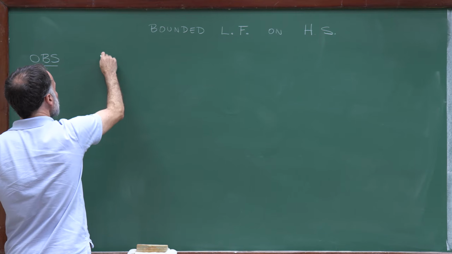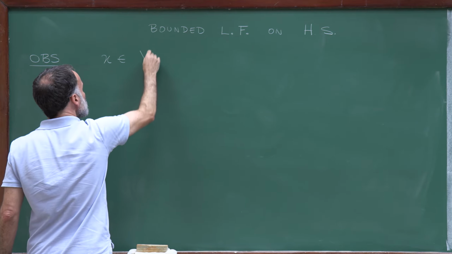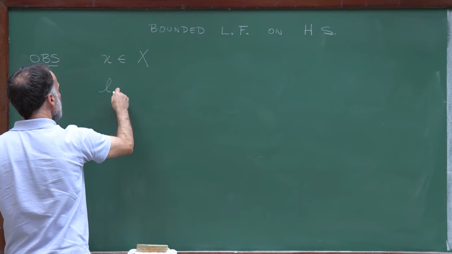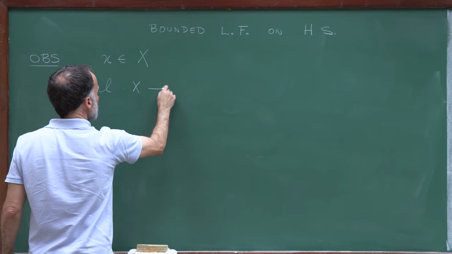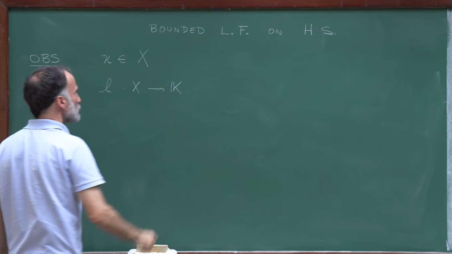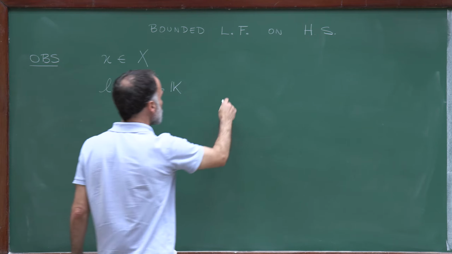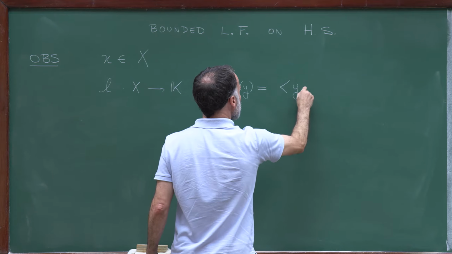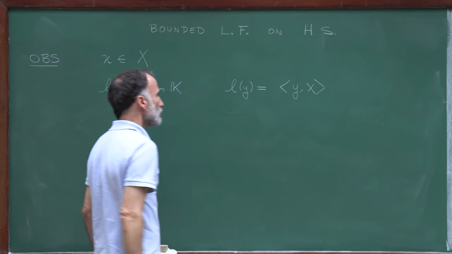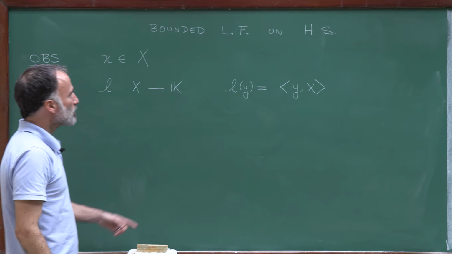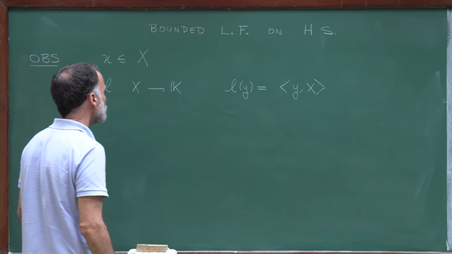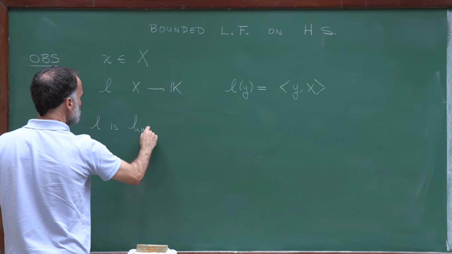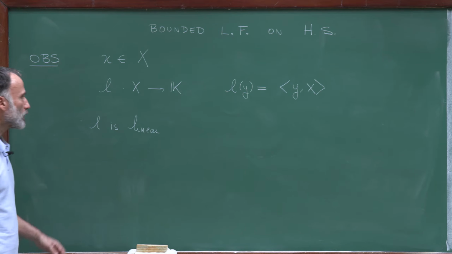So let me fix x in a Hilbert space X. And let me define L of x in R or in C, so in the field K, as L of y equal to the scalar product of y with x. And what I claim is that L is a bounded linear functional. That L is linear, it's clear. I leave it to you to check.